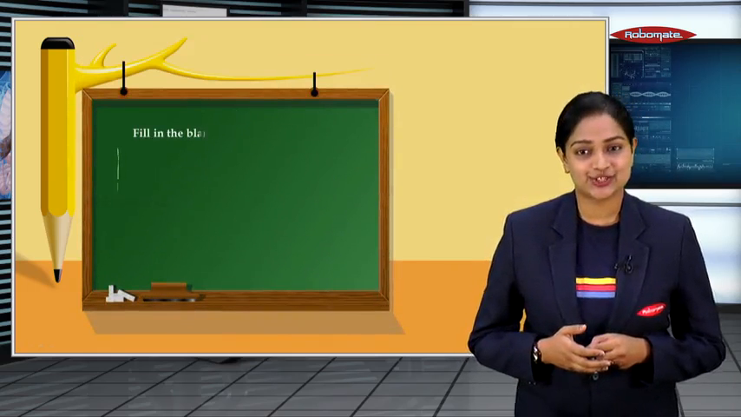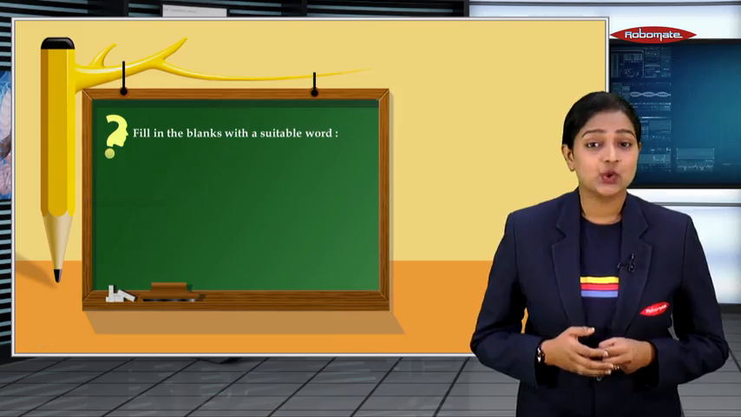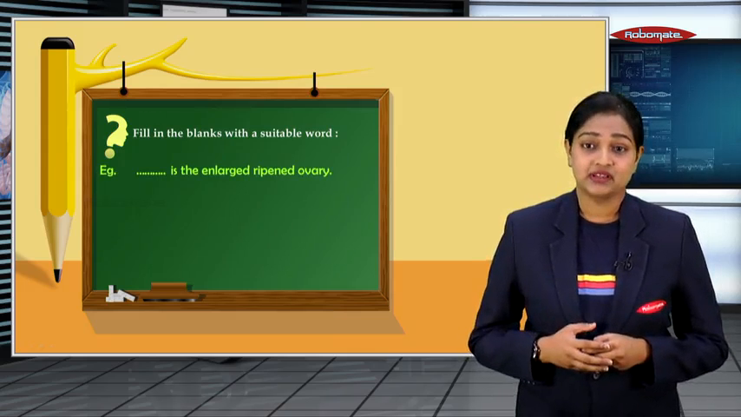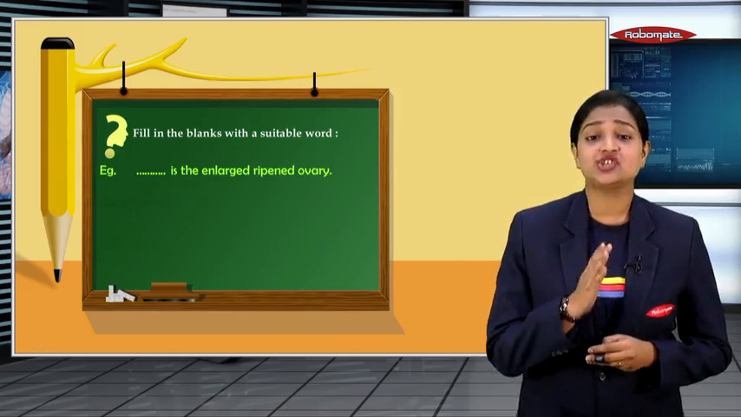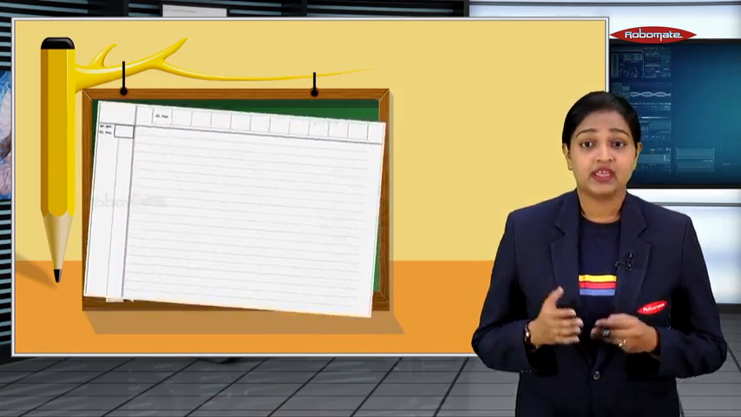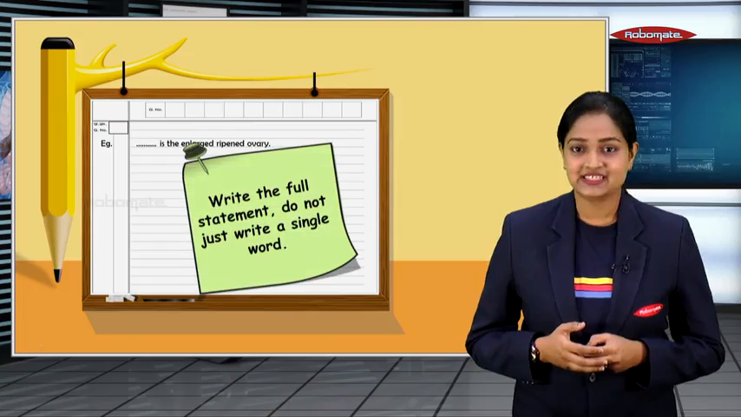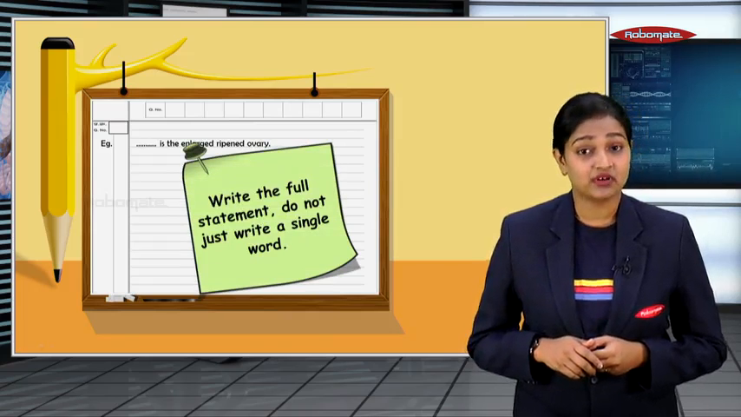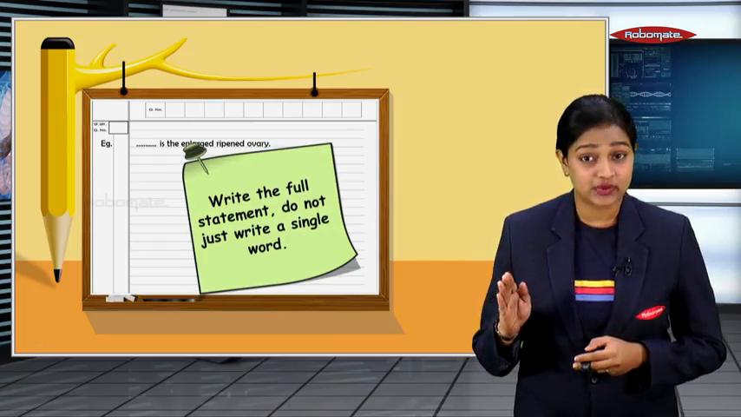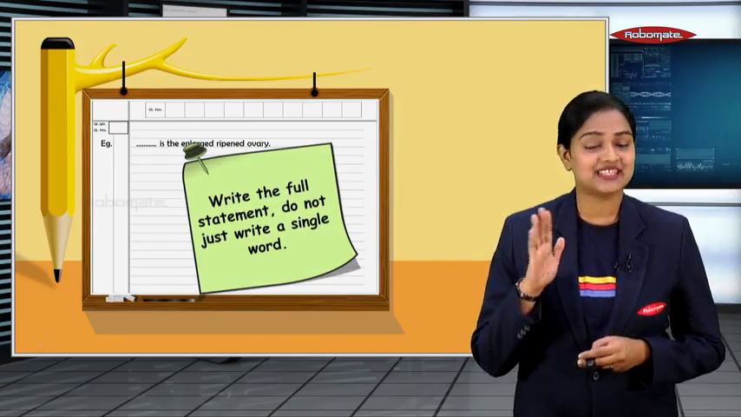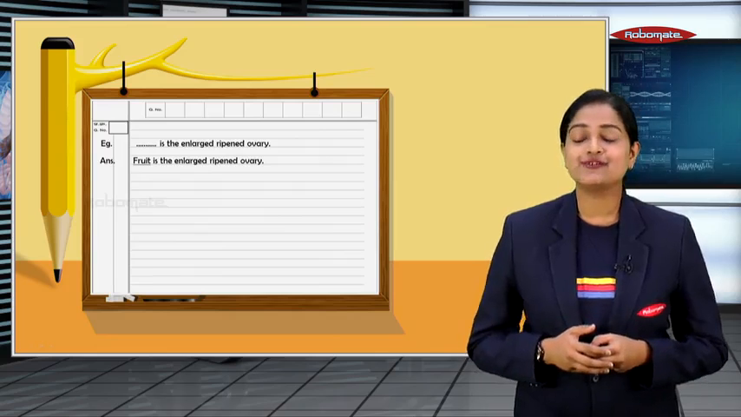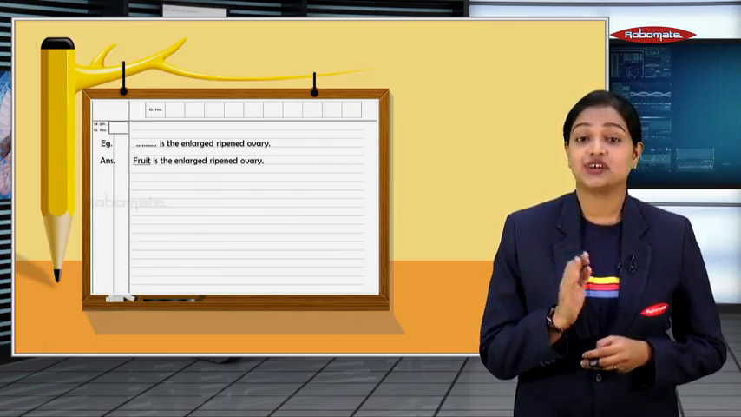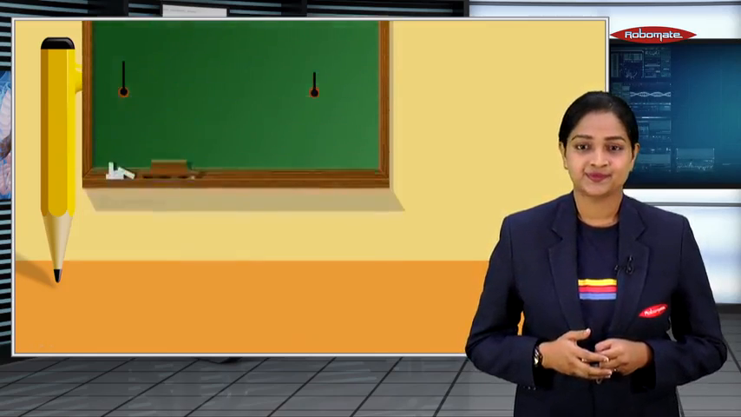Moving on to the next question. Fill in the blanks with a suitable word. First example, dash is an enlarged ripened ovary. The answer for this is, students, before writing the answer, remember, write the full statement but do not just write the single word. So the answer for this question will be, fruit is the enlarged ripened ovary.